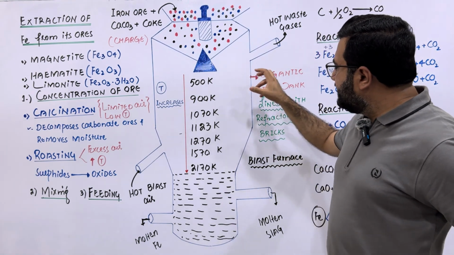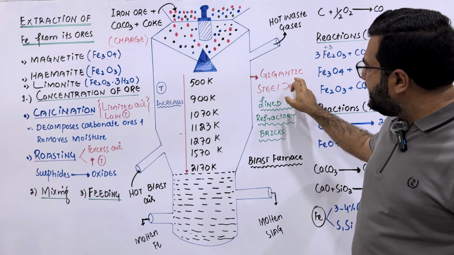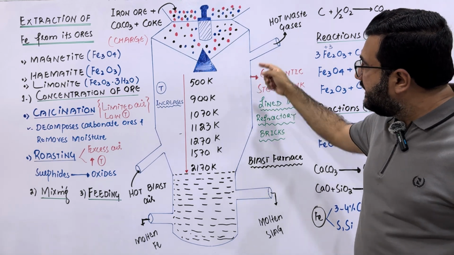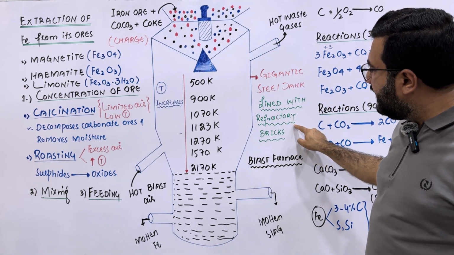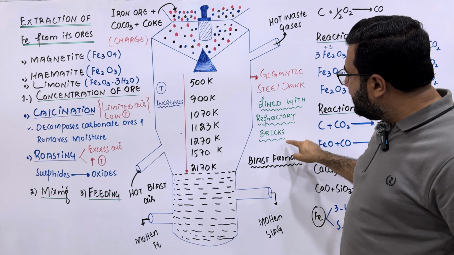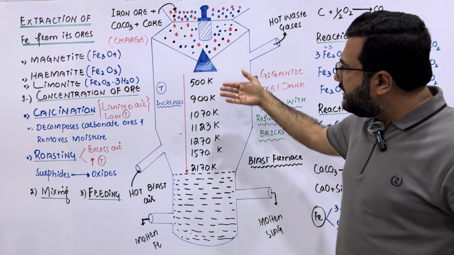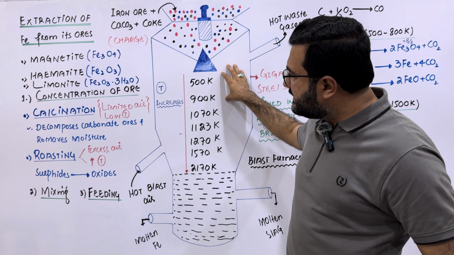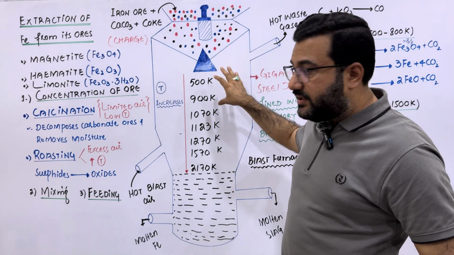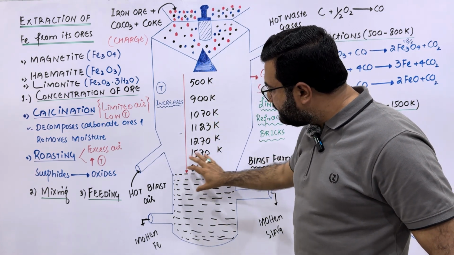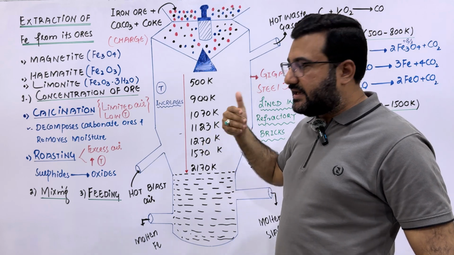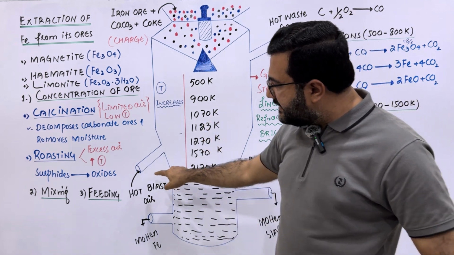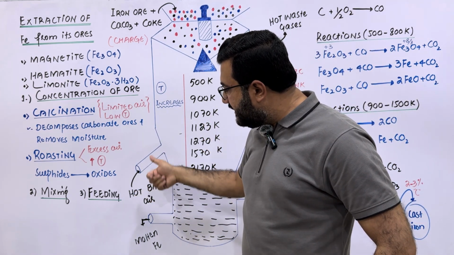My dear students, this blast furnace is a gigantic steel tank. It is made up of steel and it is lined with heat resistant bricks, which are called refractory bricks. There are different temperature zones in the blast furnace. In the upper portion of the furnace, the temperature is relatively lower, while in the lower portion of the furnace, the temperature is high.